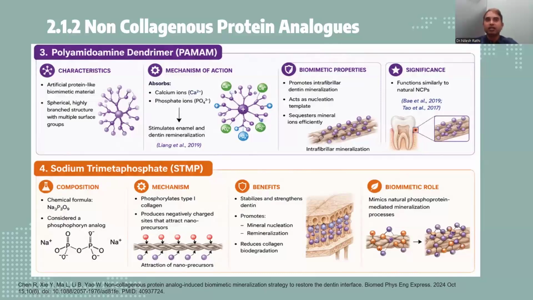This sodium trimetaphosphate is also called phosphophorin. This phosphophorin is a component of collagen. This produces negatively charged sites that attract the nano hydroxyapatite crystals. In this way, it helps for early nucleation and then maturation of the mineralization.